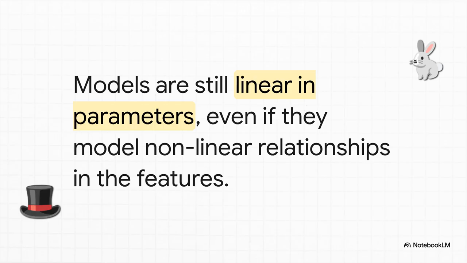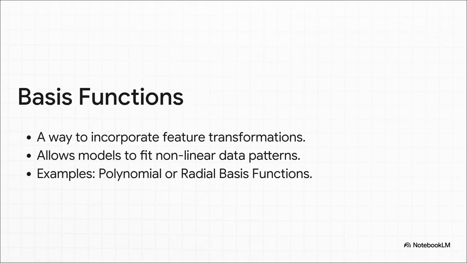The model is linear in its parameters, those weights it's learning. It's not necessarily linear in its features, the actual data you feed into it. And that means we can play with the features before they even get to the model. We do this using something called basis functions. Now, that's just a fancy way of saying we can transform our input features first. For example, instead of just giving the model a feature x, we could also give it x squared and x cubed as new features. And by doing that, our linear model can suddenly fit all sorts of curves and other complex, nonlinear patterns. It's awesome.